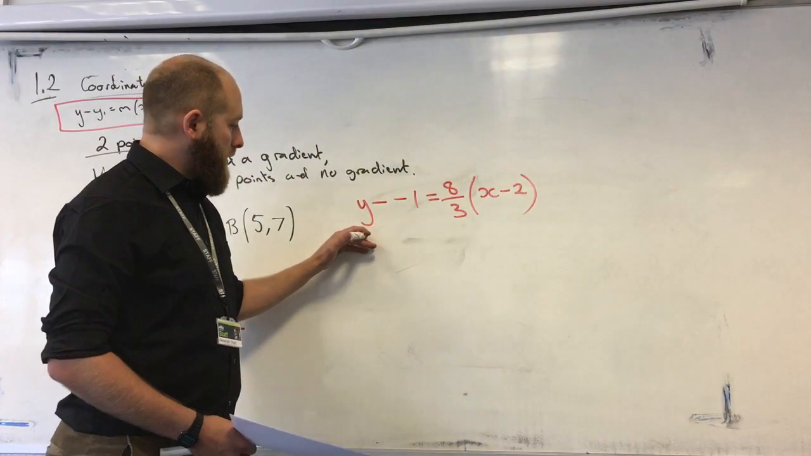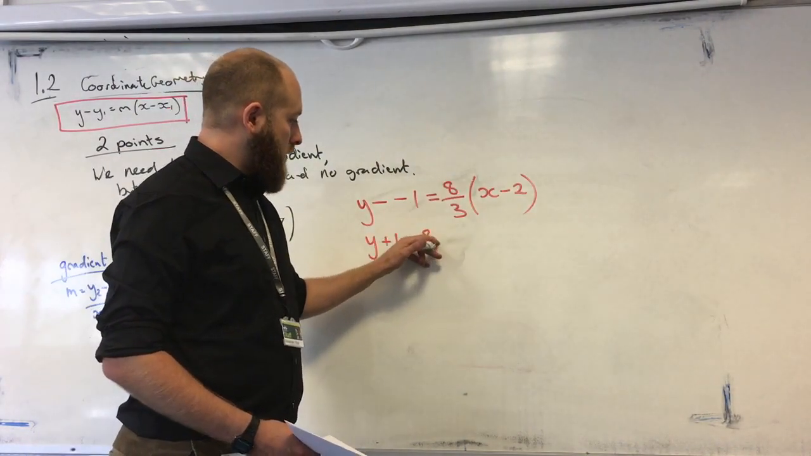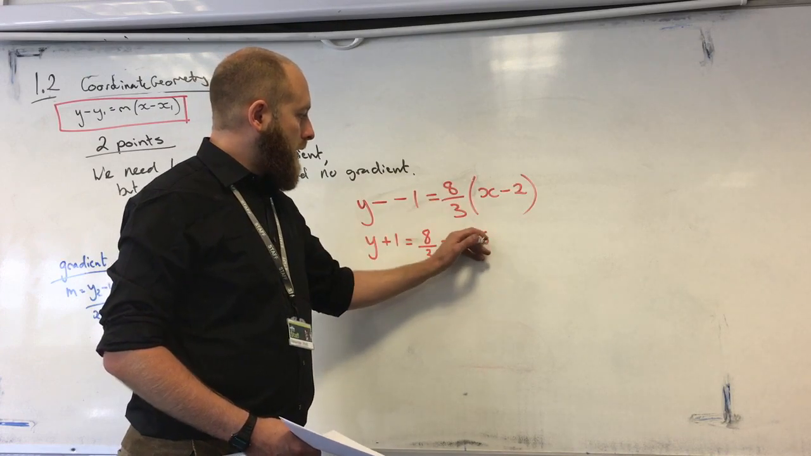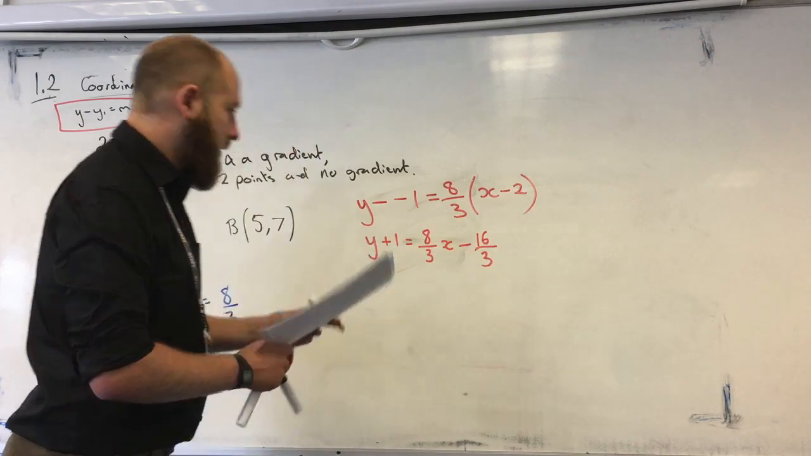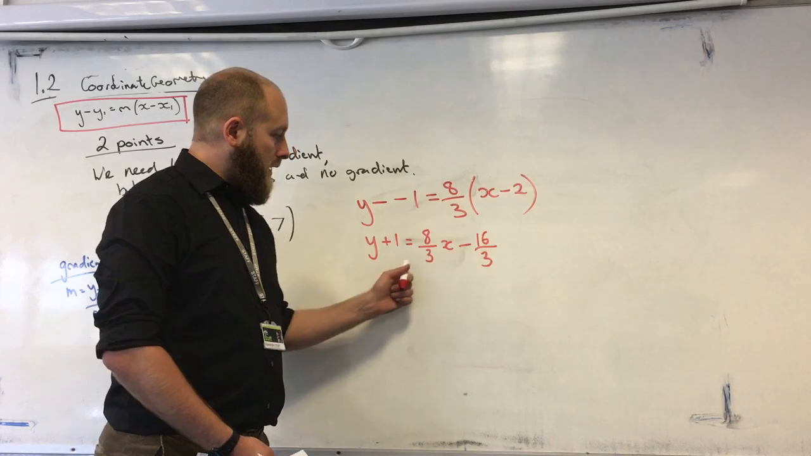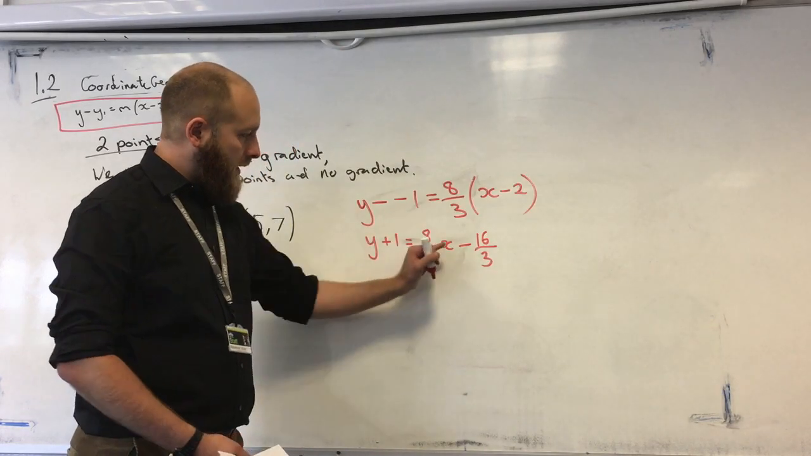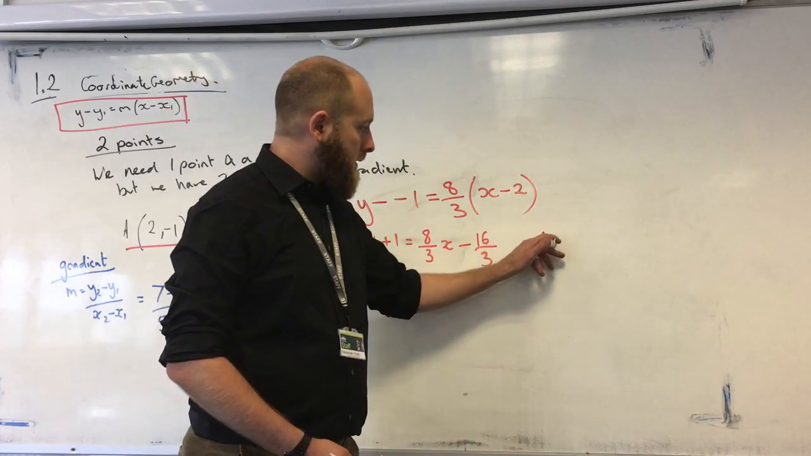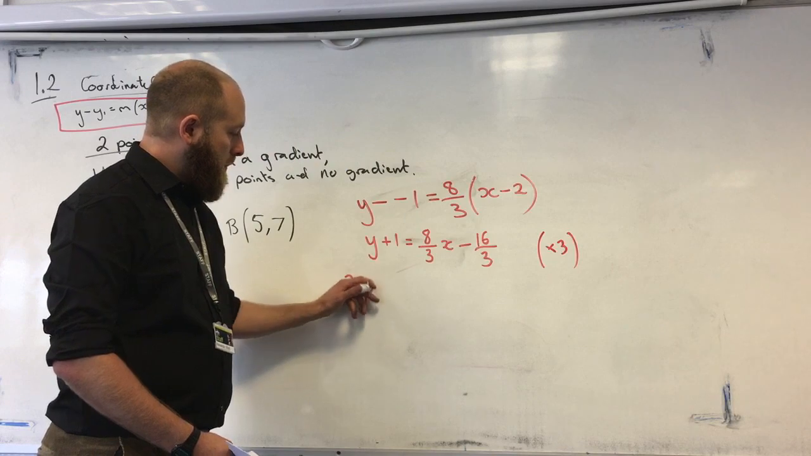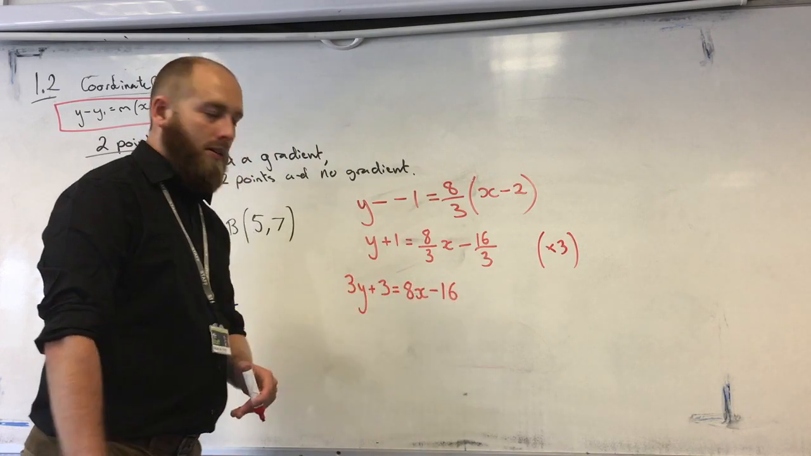So y minus minus 1 is going to be y plus 1. Times out the brackets gives us 8 over 3 x minus 16 over 3. Now, unless you like dealing in fractions, it might be easier now to times everything by 3, because both of these fractions have a 3 on the bottom. If we times everything by 3, we'll get rid of that. So I'm going to put in brackets times by 3. So we're going to get 3y plus 3 equals 8x minus 16.